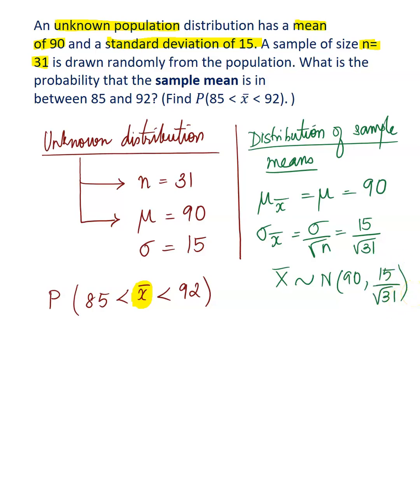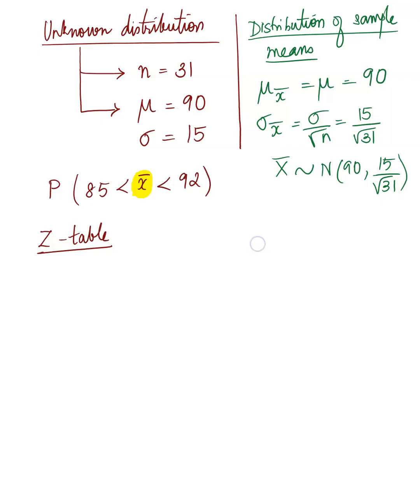Now, if we were to find this probability of x bar between 85 and 92 using the Z table, again, I'll give you a gist of what we will do. We're going to use the calculator to compute these values.